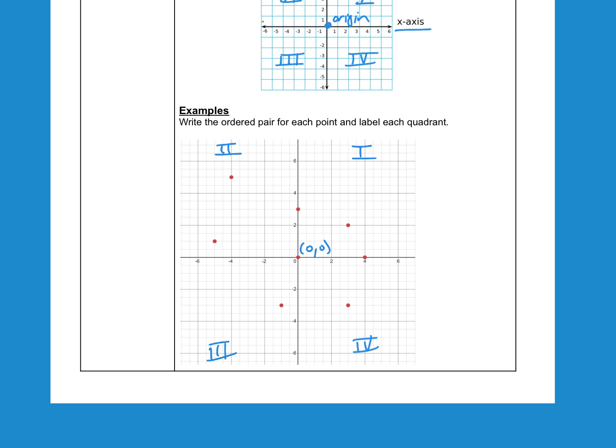For the rest of the points, we're always going to go x first and y second. And once we've gone both those directions, we find where the point's at, and that becomes our ordered pair or our coordinate. So let's head to this one here. We're going to go over to 4. So the x value would be 4, and then we're not going up or down any. That's a 0.